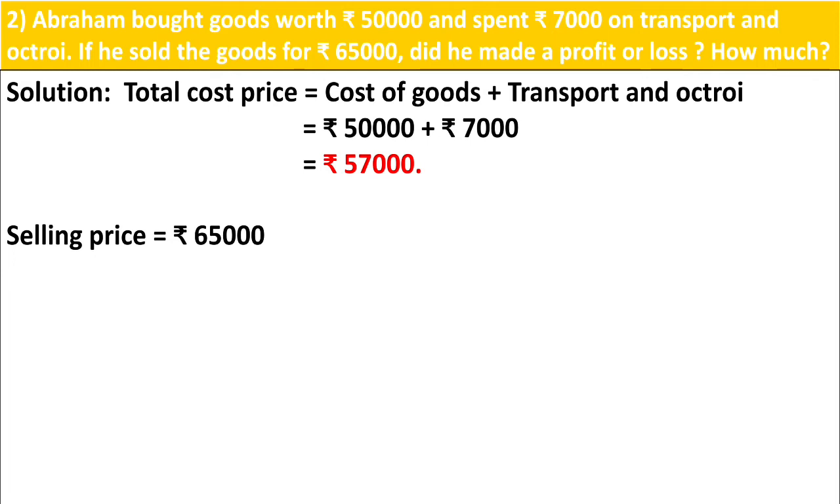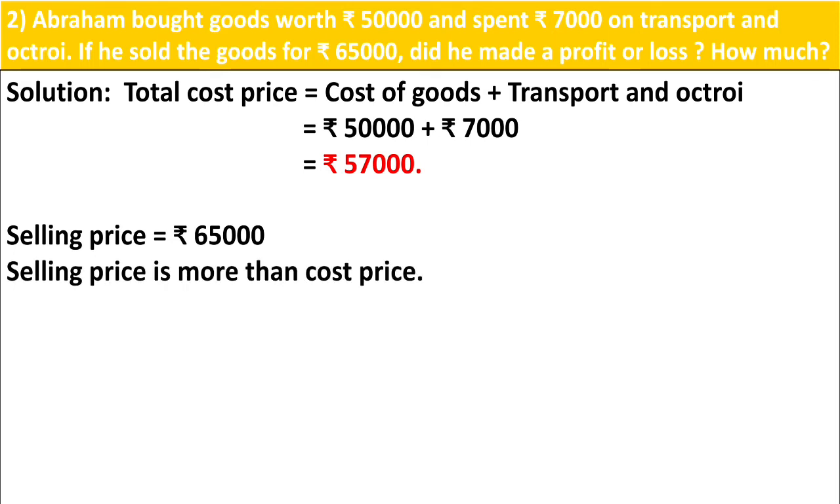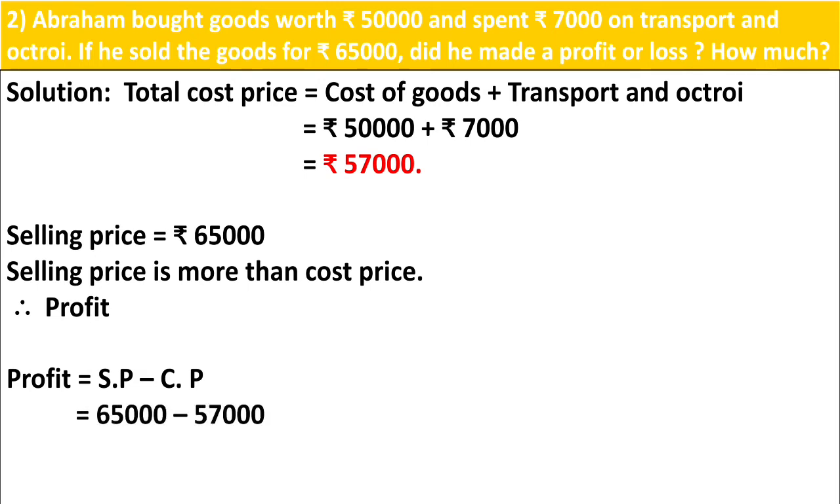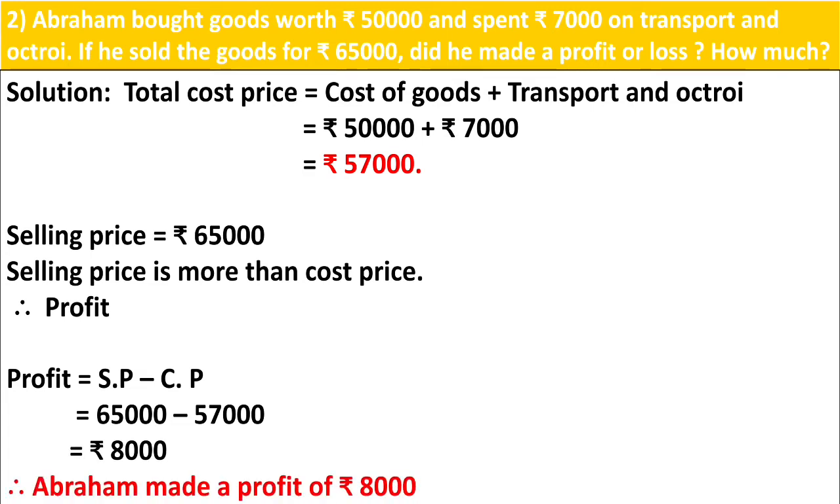The selling price given is 65,000. So here selling price is more than the cost price. It means there is profit. We'll put the formula for profit equal to SP minus CP. SP means selling price, CP means cost price. 65,000 minus 57,000. So here we get how much? 8,000. It means Abraham made a profit of rupees 8,000.